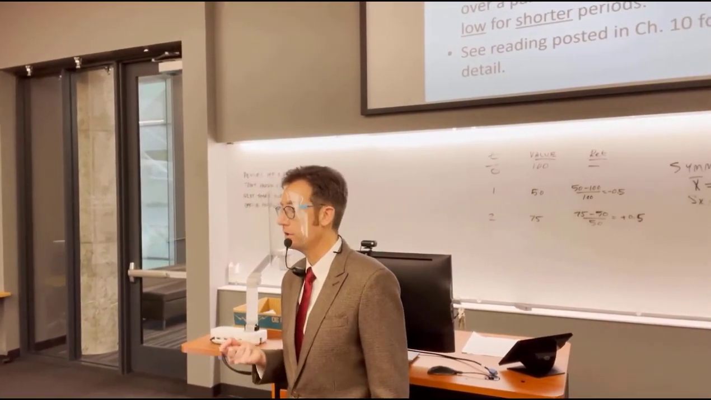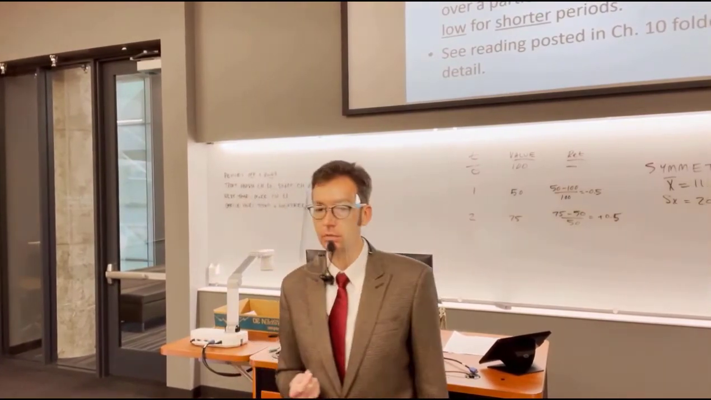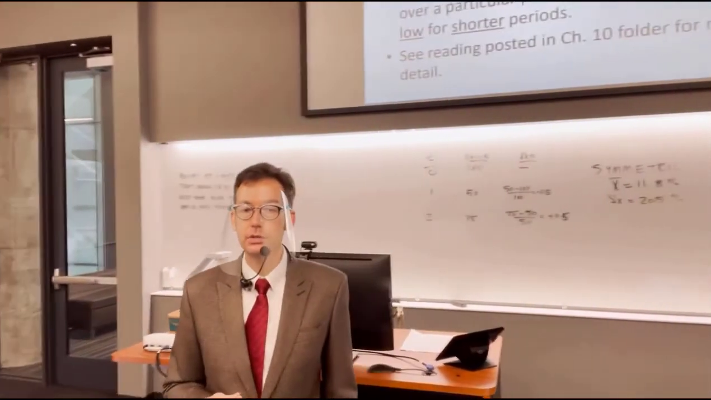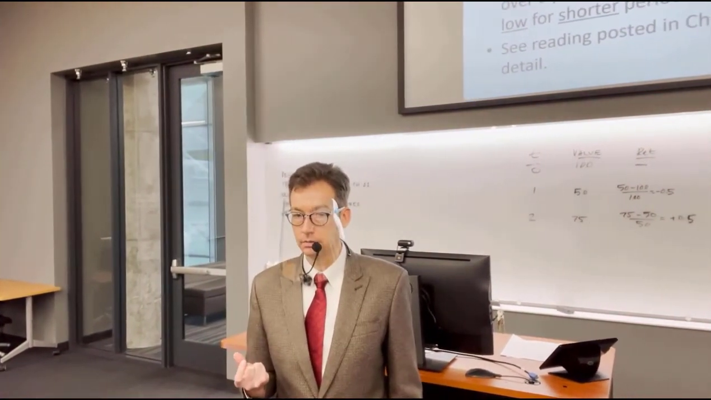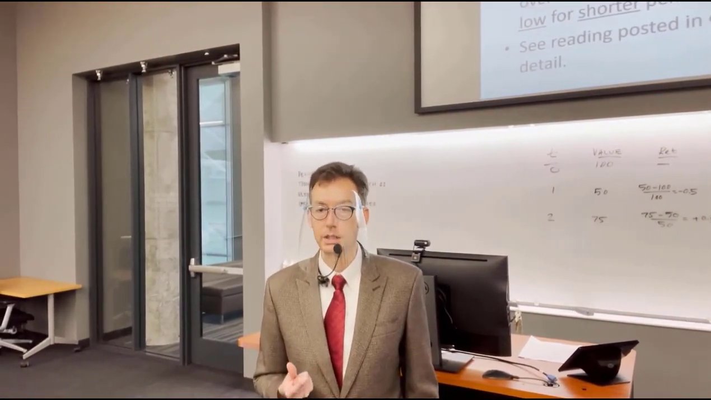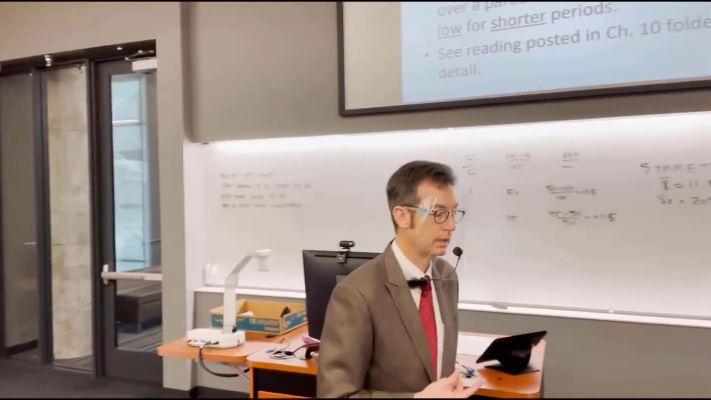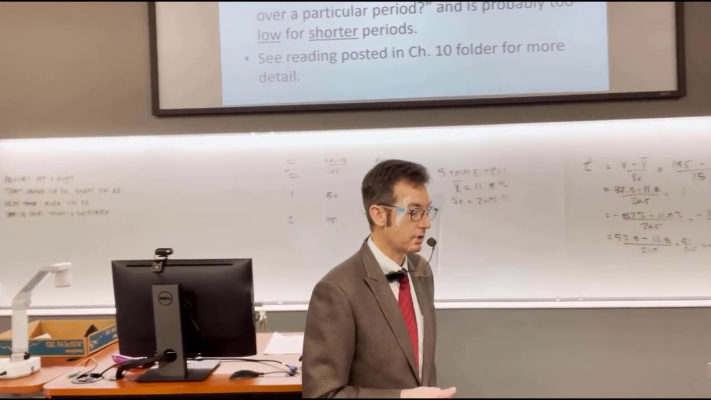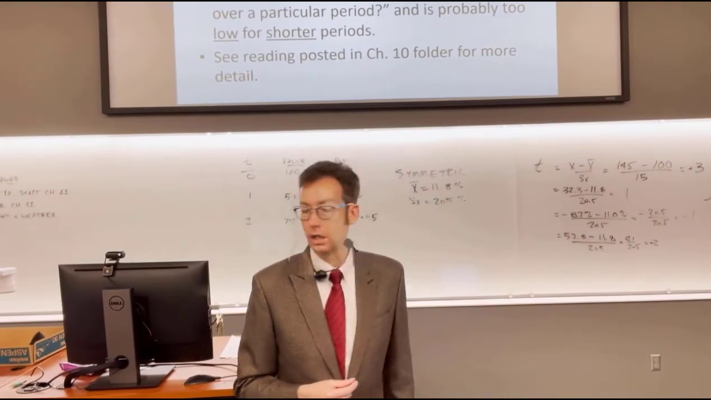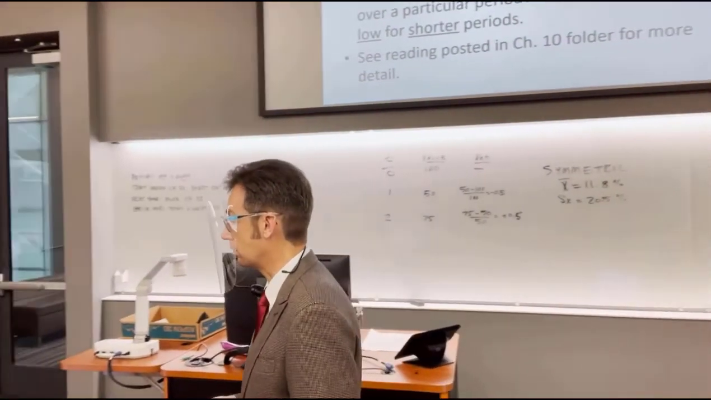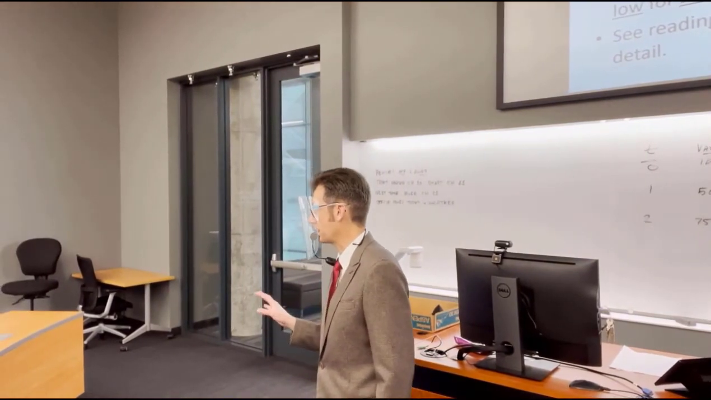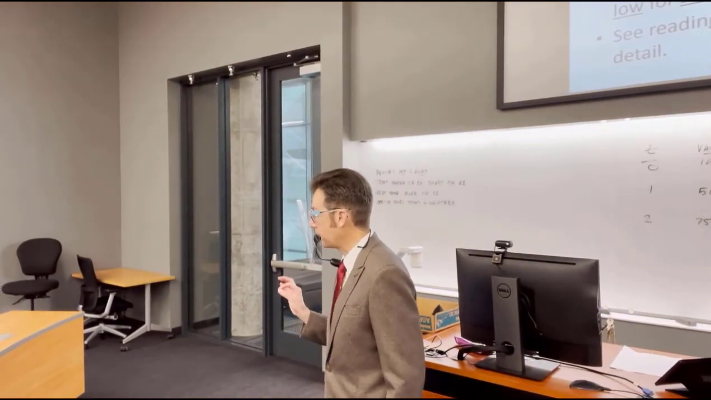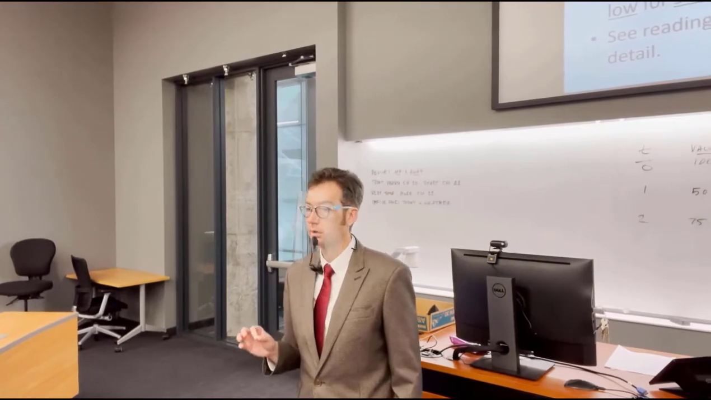They answer different questions. So the arithmetic average answers this question: what was your return in an average year over a particular period? And so 0% would be the correct answer. In an average year, it's 0. But it doesn't talk to us about the whole period. The geometric average answers this question: what was your compound return per year over a particular period?